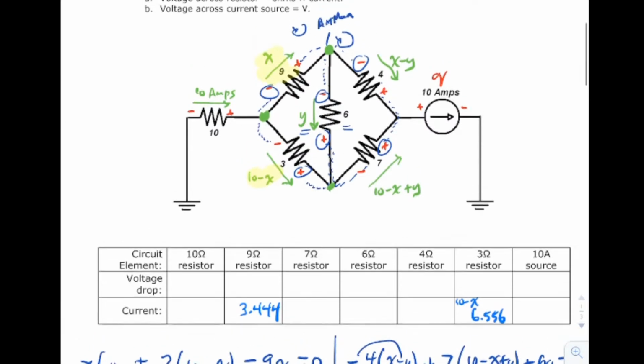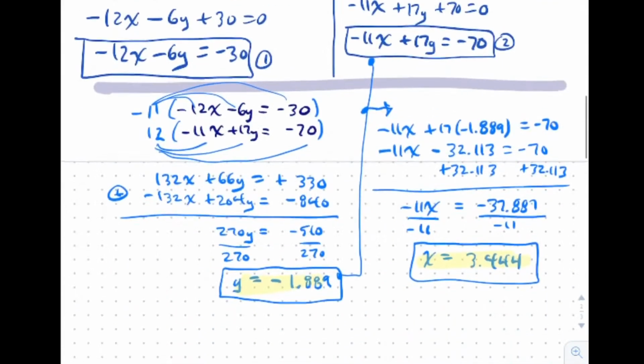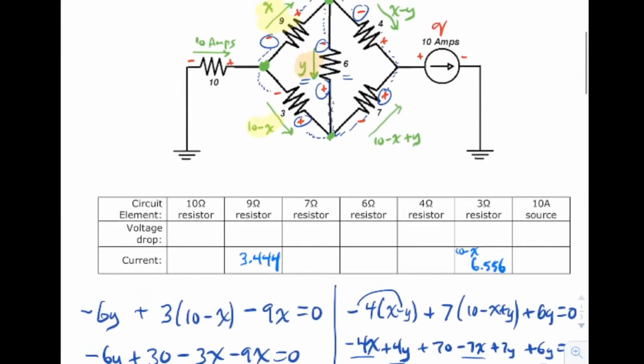Now for the rest of these, well, here's Y. Let's use Y next. I got Y going through the 6 ohm. And what was Y again? Scroll down. Y was a negative 1.889. Negative 1.889 going through the 6 ohm.